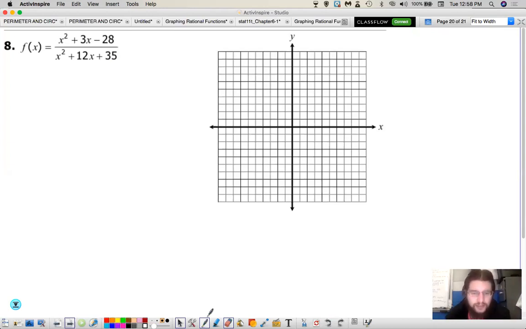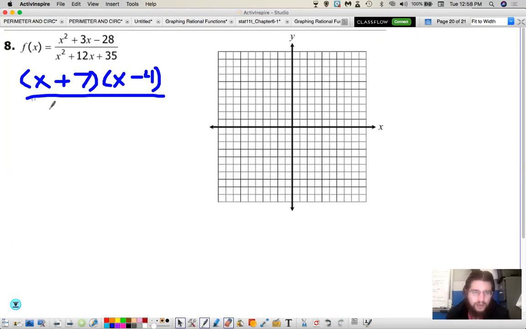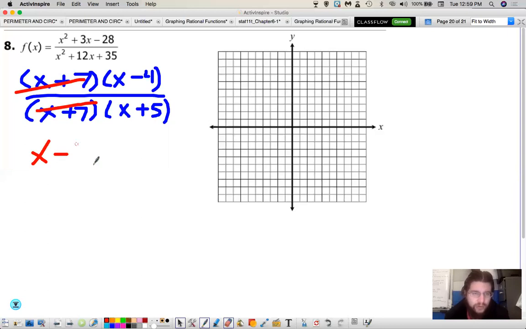So AC shortcut in your head if you want. If you don't want, I'm doing it in my head. X plus 7, X minus 4, X plus 7, X plus 5. I'll go with this a little quicker. Cancels. Later on, we'll take care of that hole. X minus 4 over X plus 5, not a mother function I know.